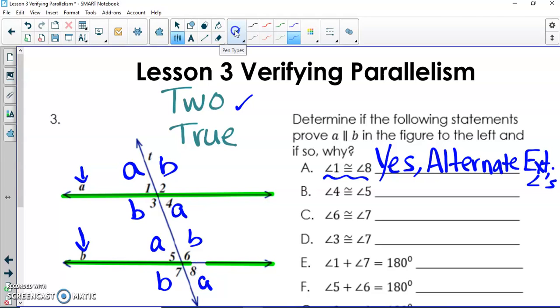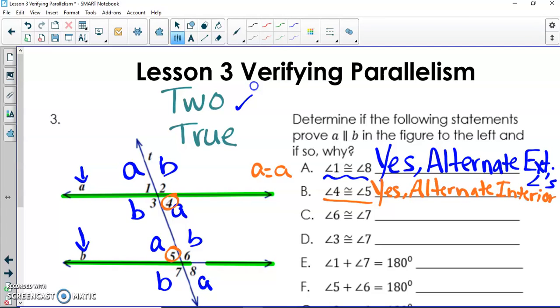I'm following the same pattern. For this one, I am doing 4 is congruent to 5. So I have angle 4 is congruent to angle 5. Angle 4 is on line A, and angle 5 is sitting on line B. If the lines were parallel, they should be congruent because I have an A equals an A. They are congruent according to letter B, where it says angle 4 and angle 5 are congruent. So this is going to be a yes, because they are alternate interior angles. We have them on the inside of those lines, and they are on opposite sides.